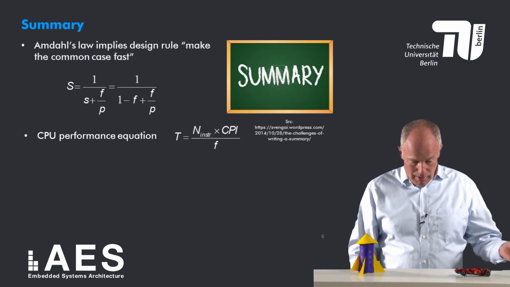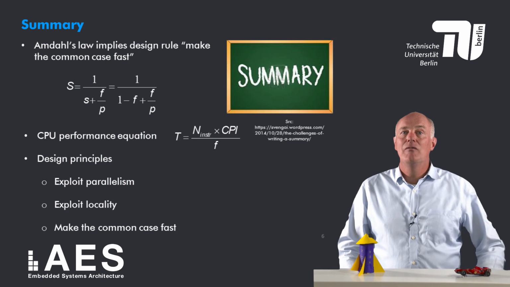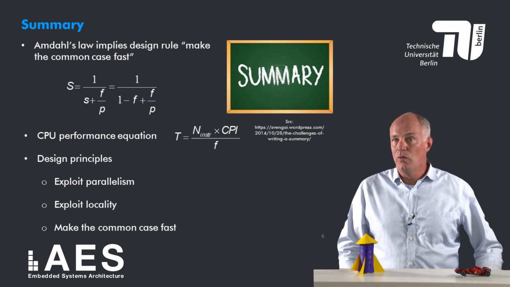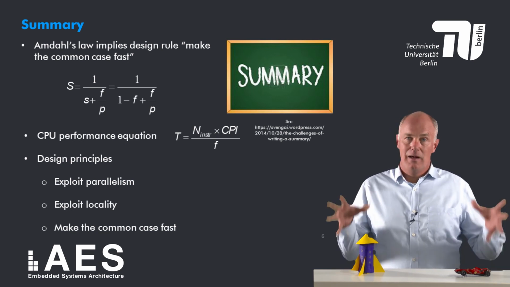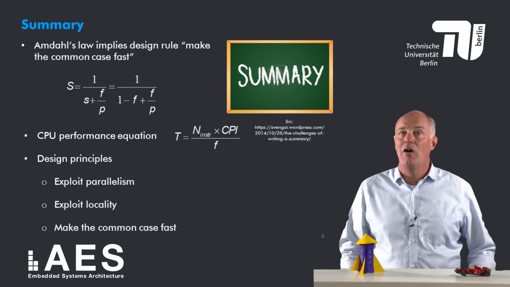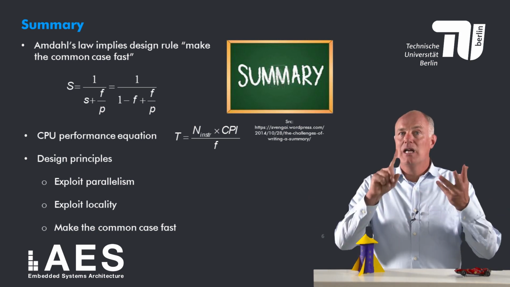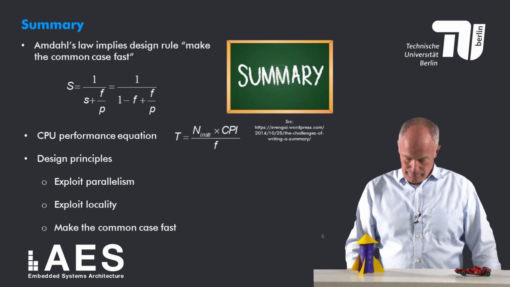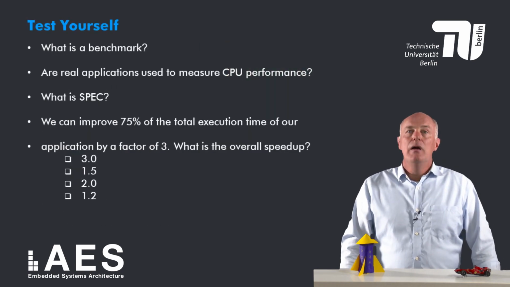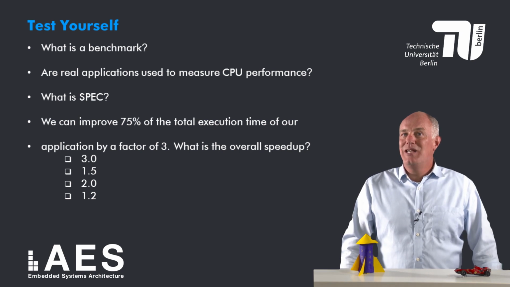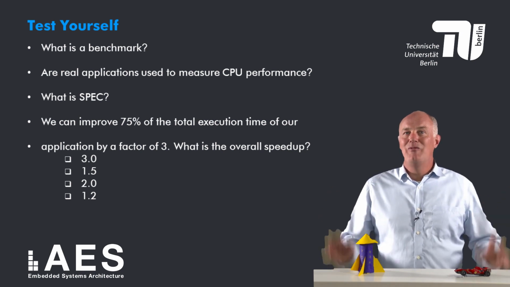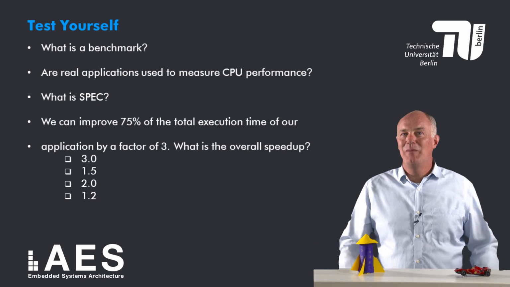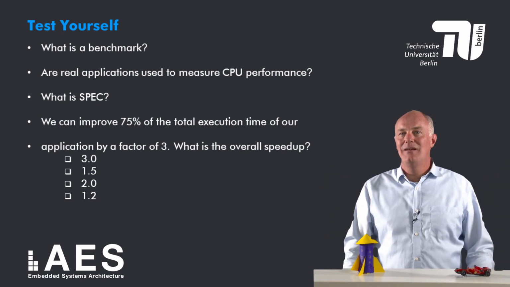Seventh, our lucky number. And finally, 3 important rules of thumb to make processes faster are exploit parallelism, exploit locality, and make the common case fast. Finally, some test yourself questions. I will not provide the answers to these questions. You have been given all the information you need to answer them.